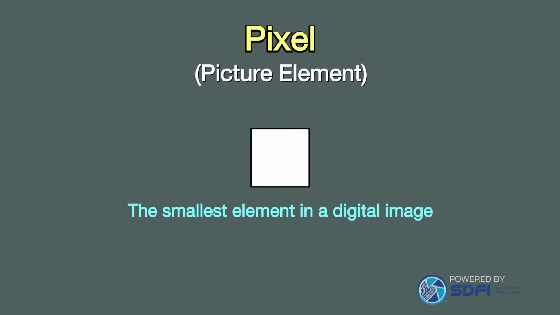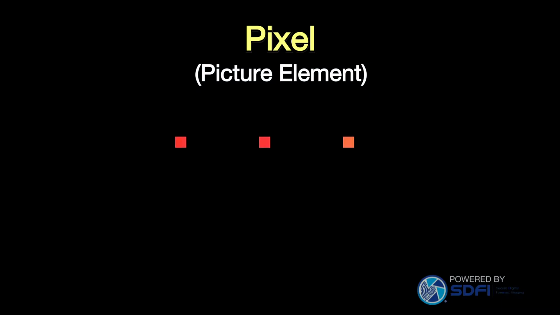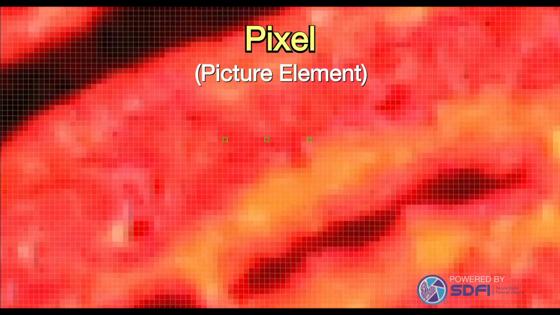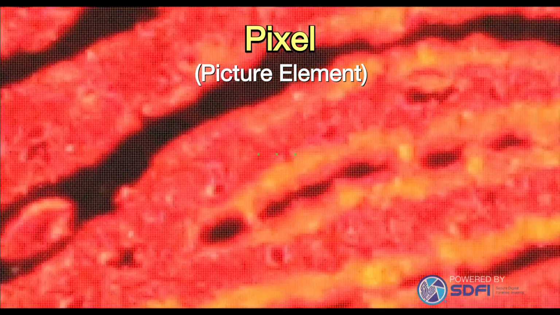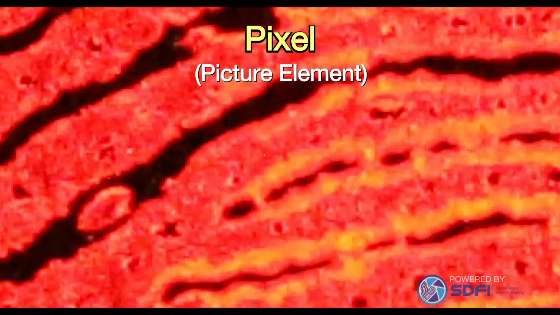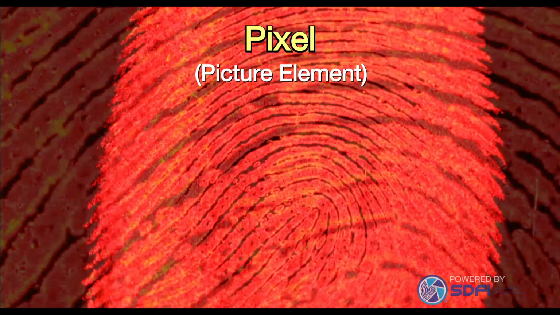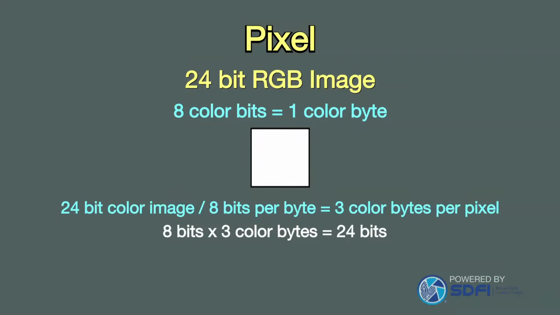A pixel, short for picture element, is the smallest element in a digital image. Digital images are comprised of rows and columns of pixels. The sensor of a digital camera provides the red, green, and blue, or RGB, color information for each pixel found within a digital image. In a 24-bit color image, commonly used in modern digital camera systems, there are 8 color bits per 1 color byte times 3 color bytes, red, green, and blue, for a total of 24 bits per pixel. 8 bits times 3 color bytes equals 24 bits.